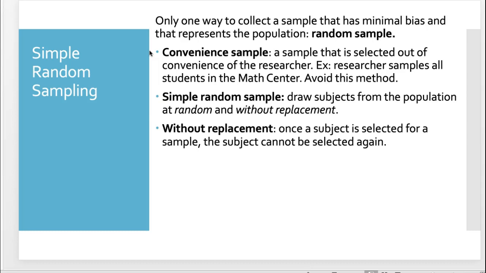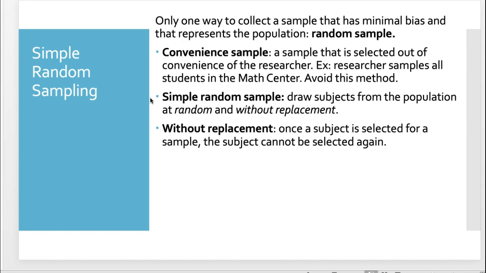Okay, a simple random sample draws subjects from a population at random and without replacement. What it means to be at random is that every subject in my population has a chance of participating in my study, I'm going to randomly select them, and they all have the same chance of being selected.